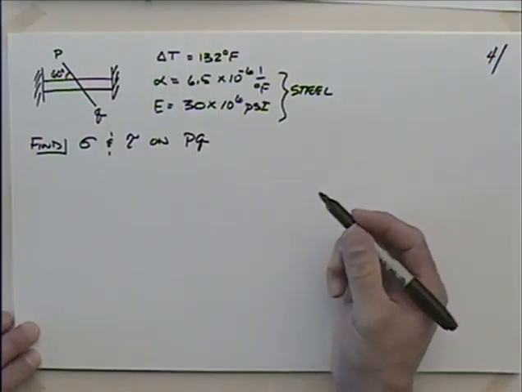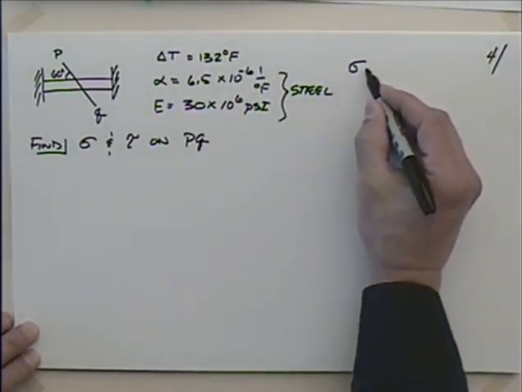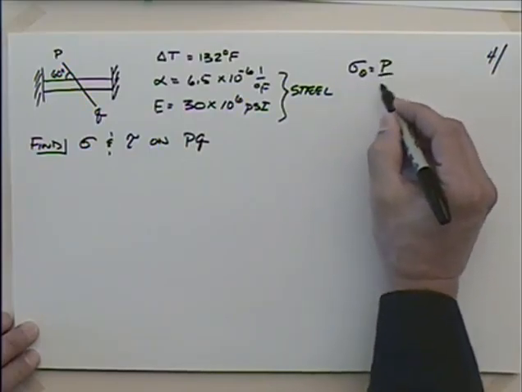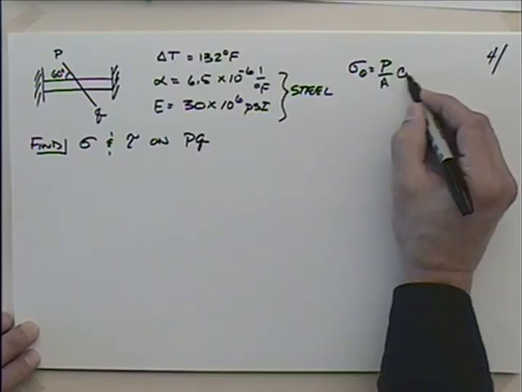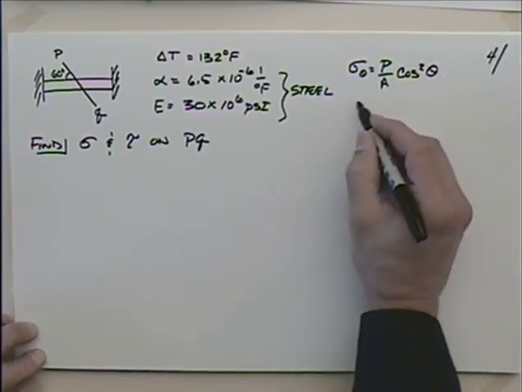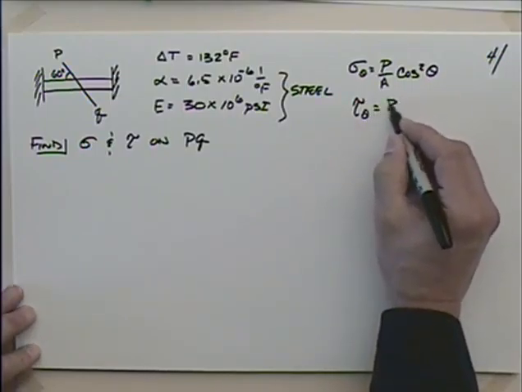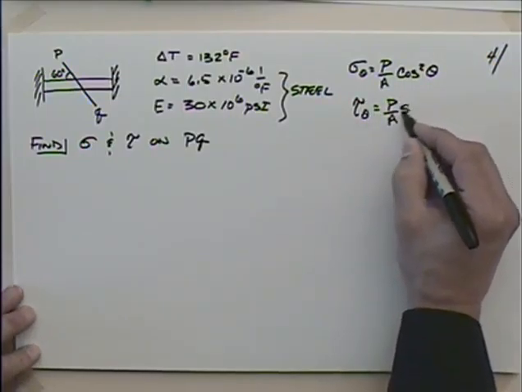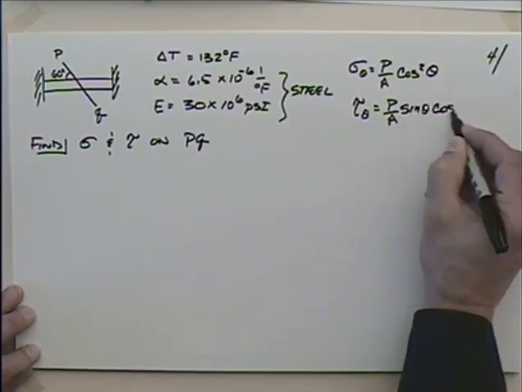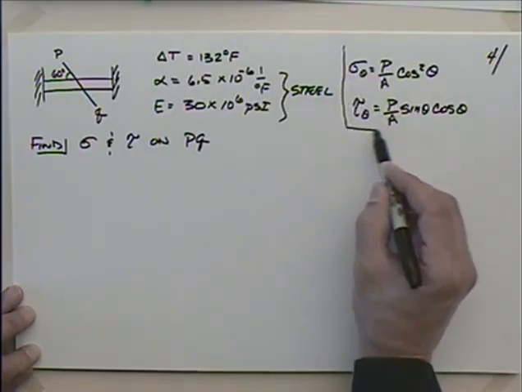Well, we just got finished up that we said that sigma at some angle theta was equal to what? P over A times the cosine squared theta. And that tau at some angle was equal to, what do we have? P over A times sine theta cosine theta, or you could have 1/2 times sine 2 theta. These are the equations in general.